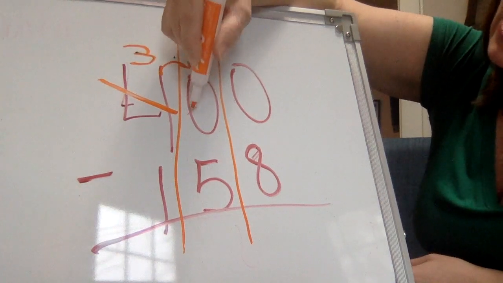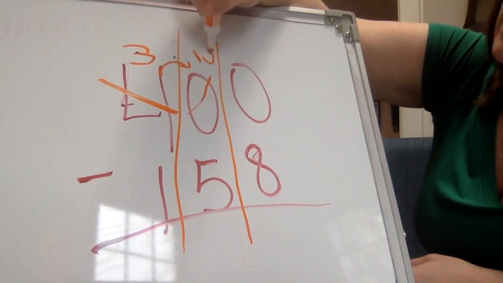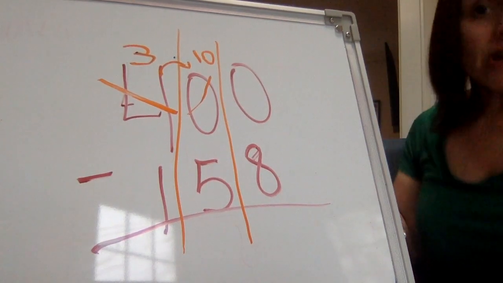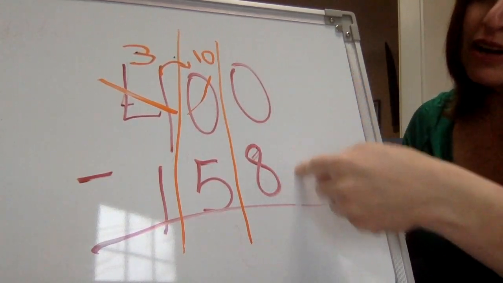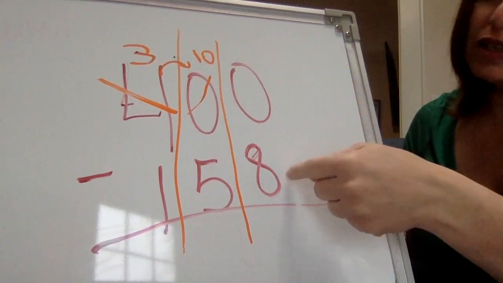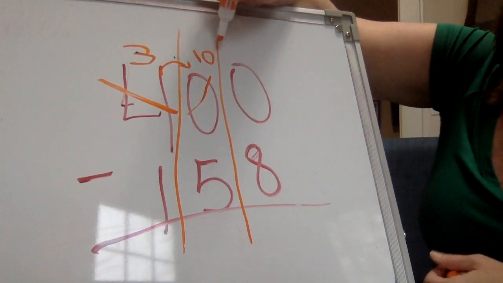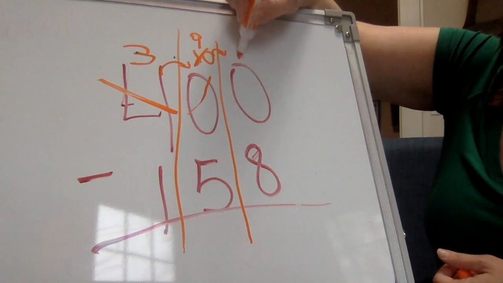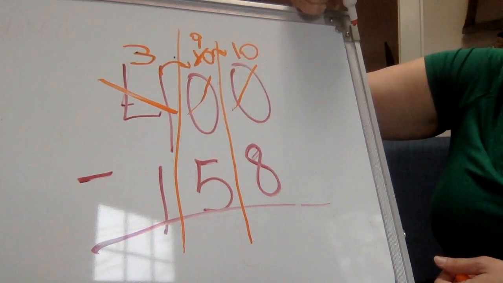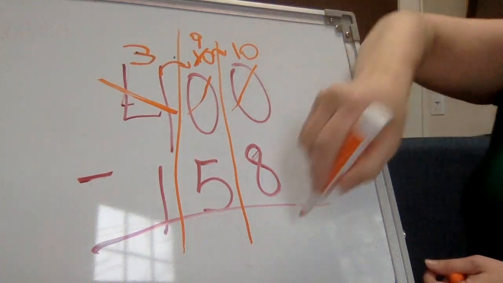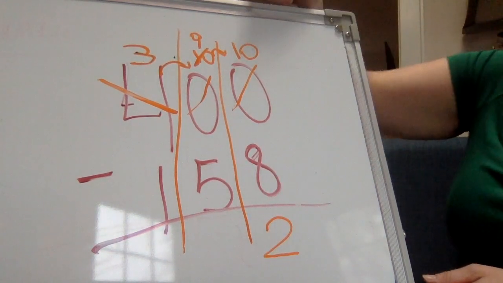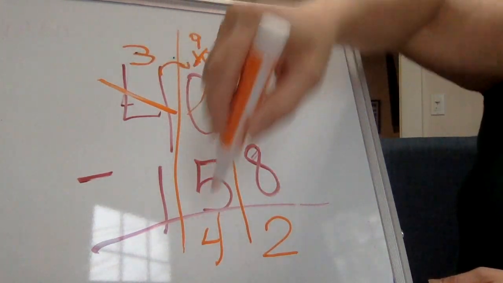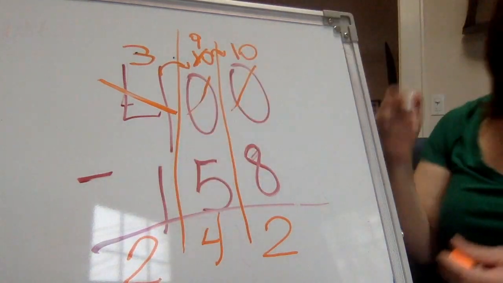Bring that 100 over. So I'm going to cross off my 0. 0 plus 10 is 10. Can I start? No, because I still don't have enough in my ones column here to subtract 8. So I need to go over to my tens. Now I can cross off that 10, make it a 9, and bring the 10 over. Now I can begin. 10 minus 8 is 2. 9 minus 5 is 4. And 3 minus 1 is 2.